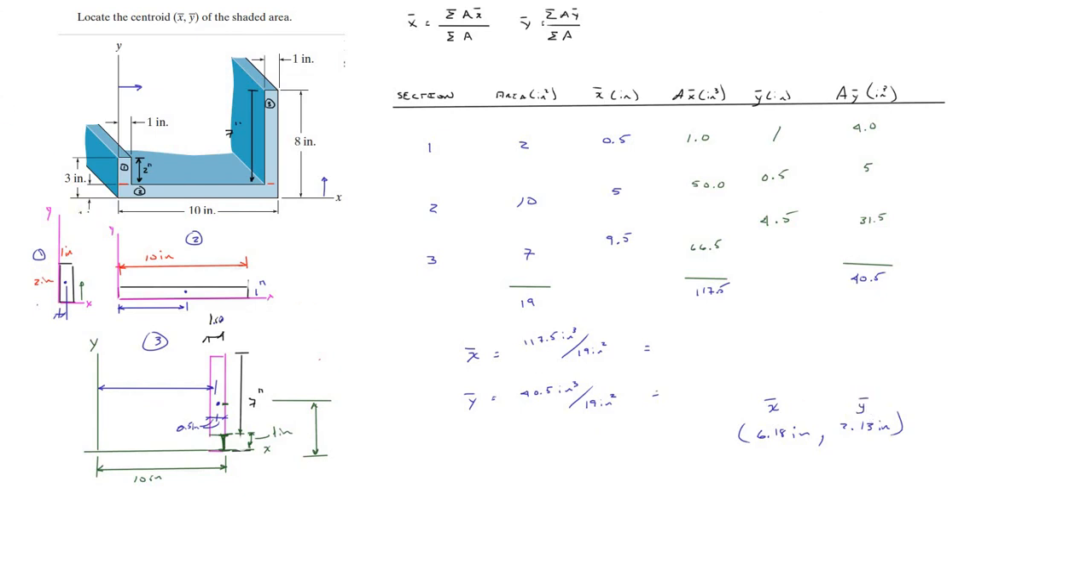And if we were asked to locate it on our object, it'd be somewhere in here, where this value here is 2.13 inches, and this value here would be 6.18 inches. So that would be our centroid for the entire shaded area. Okay, thanks.